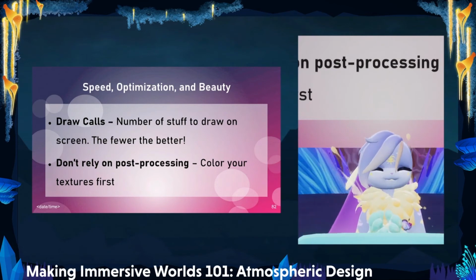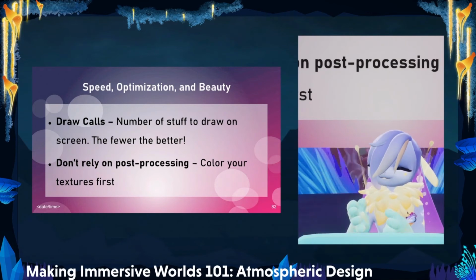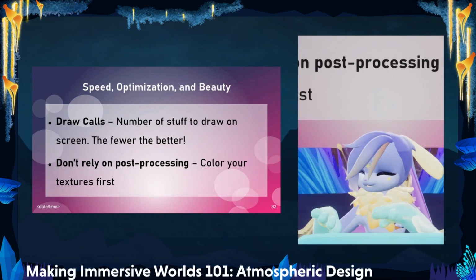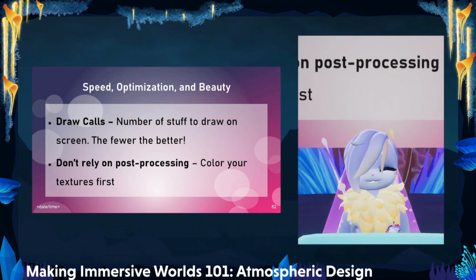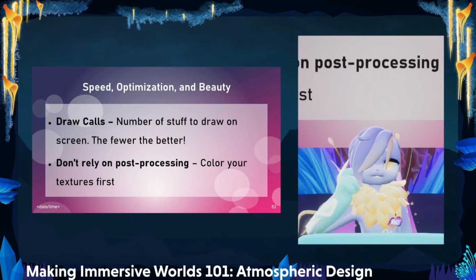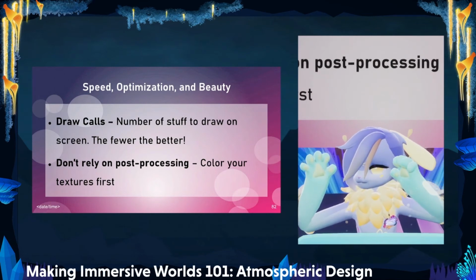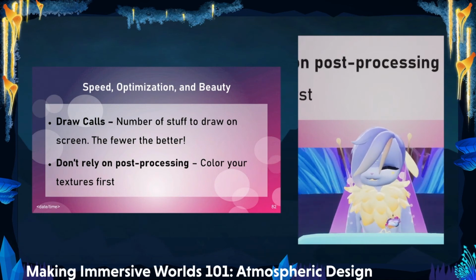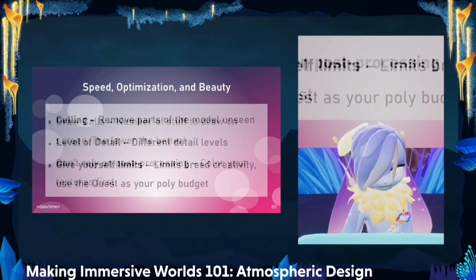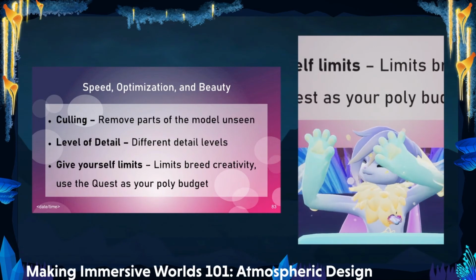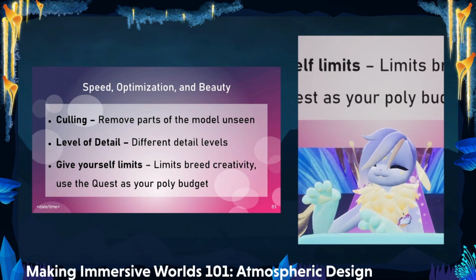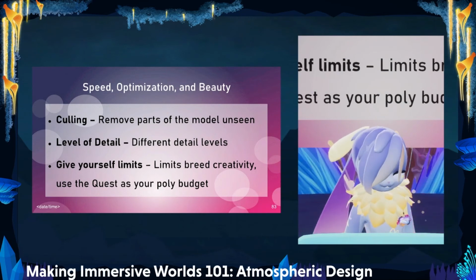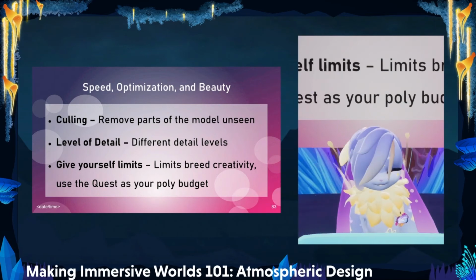And please, please, please, whenever you're making something, do not rely on post-processing. Please color your texture first. I know it's very nice and very instant, but it's also very taxing for people. You have to keep that in mind, especially for people who are using VR, who are having trouble trying to even get VRChat to run. So keep that in mind. Another is culling. If you have buildings all around, if you don't see a side, cut it out. Delete it off the model if you can. Otherwise, there should be automatic culling tools that help you.